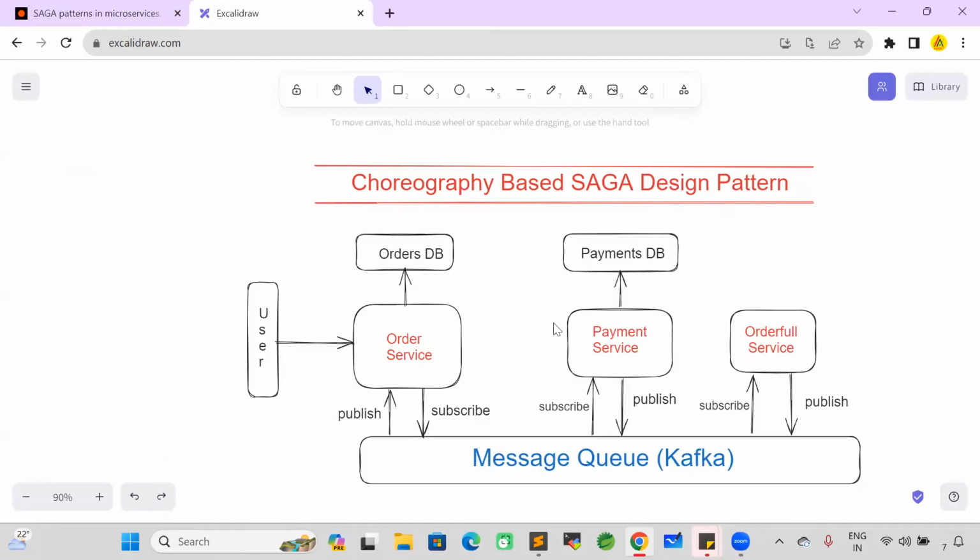Fine, guys. Thank you. With this, I'm stopping for today. We'll meet in tomorrow's session. Tomorrow, we will implement the SAGA design pattern using the choreography approach. I will share this diagram for your reference and I will update the notes also. You can refer to the internet. Thank you, guys.